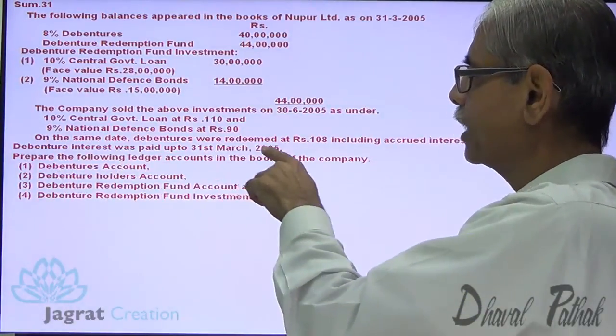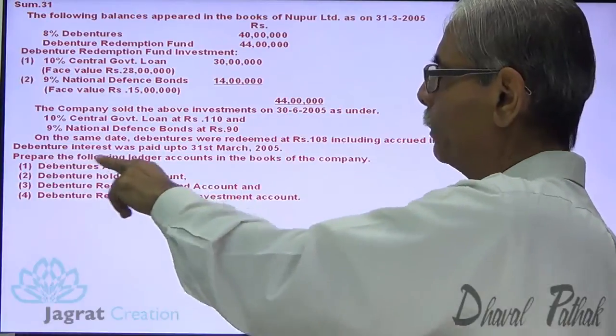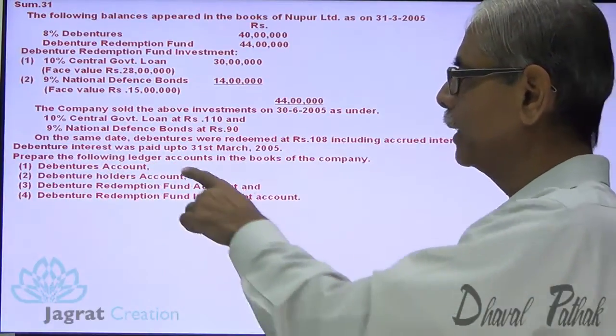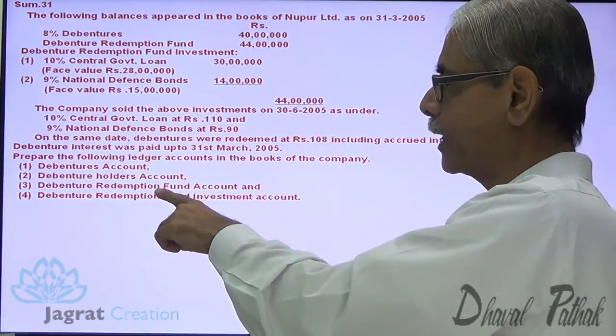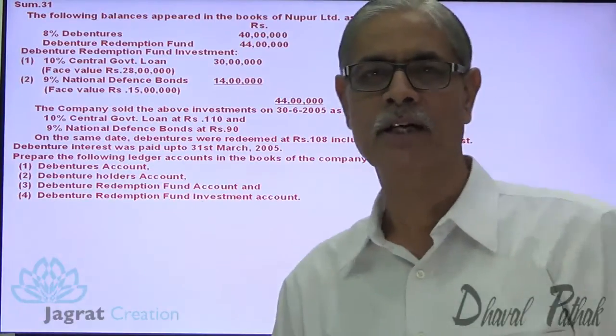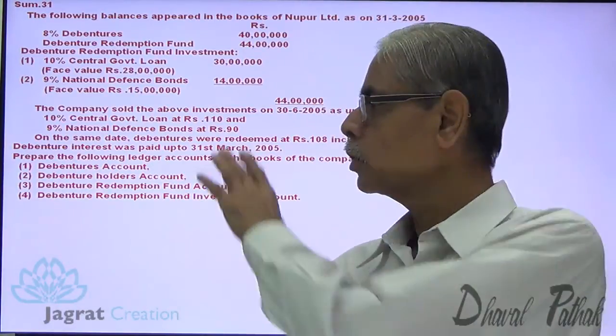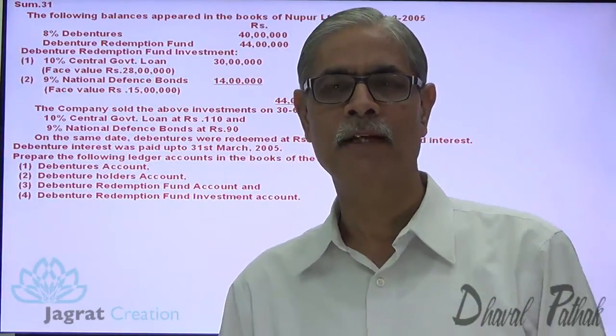Debenture interest was paid up to 31st of March 2005. Prepare the following ledger accounts in the books of the company: debenture account, debenture holders account, debenture redemption fund account, debenture redemption fund investment account. So these are the various accounts that we are supposed to prepare.